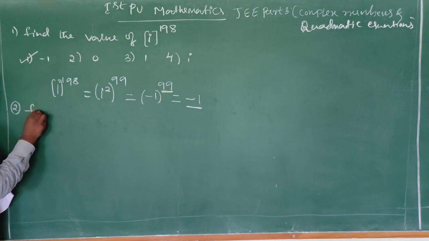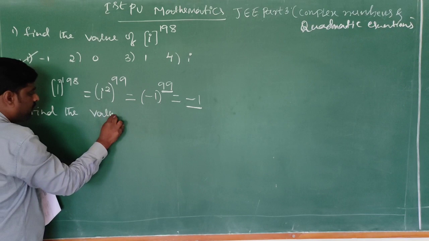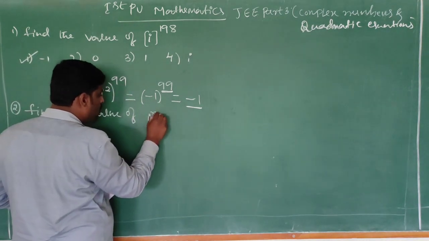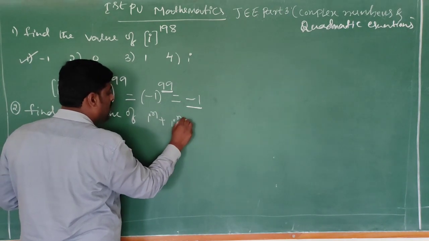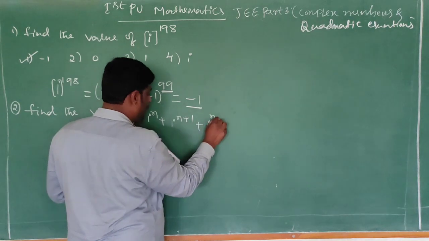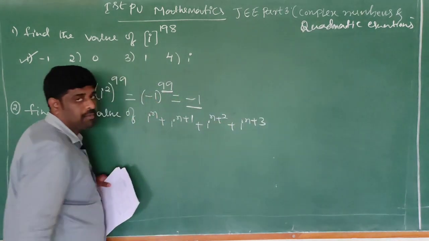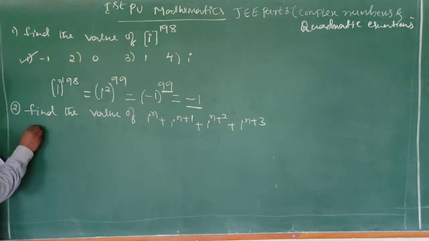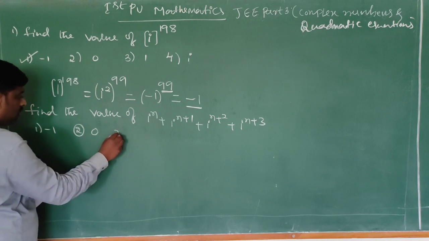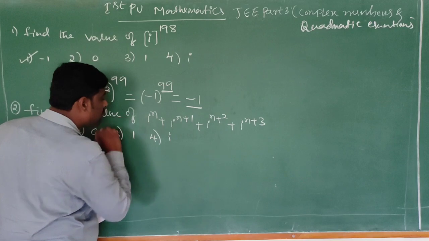Find the value of i to the power of n plus i to the power of n plus 1 plus i to the power of n plus 2 plus i to the power of n plus 3. First option minus 1, second option 0, third option 1, fourth option i.